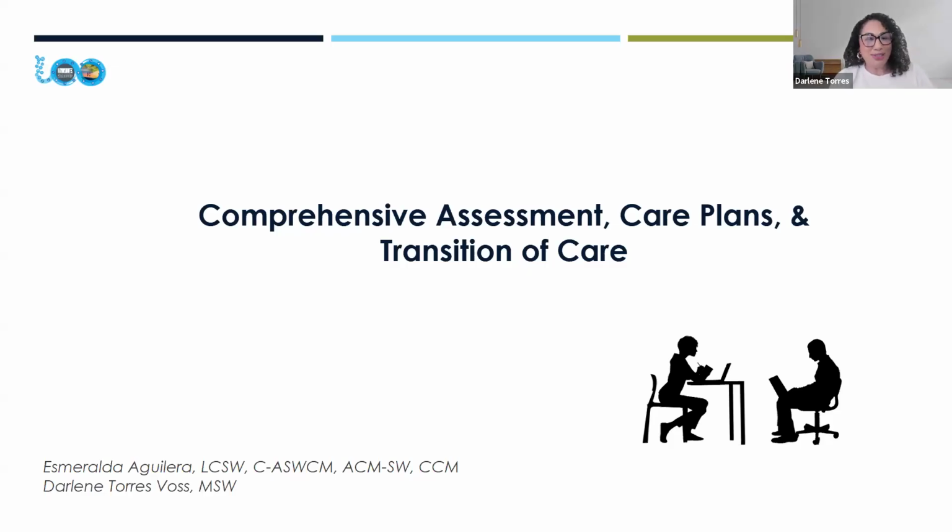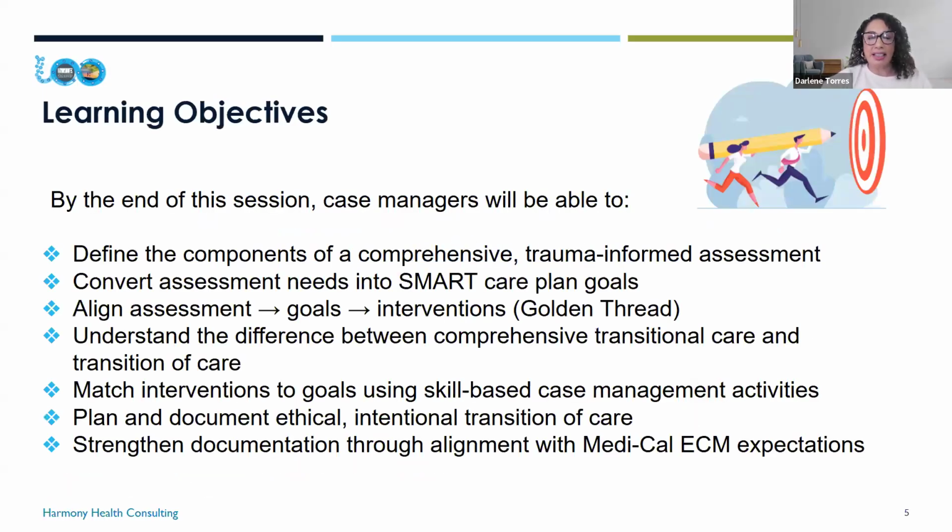So let's talk about today's session. We're really going to focus on one of the most critical skills in case management: how to connect assessments, care plans, and transitions of care using the golden thread theory. We'll explore how to move forward from identifying needs to documenting goals, selecting interventions, and ensuring smooth transitions, all within Medi-Cal and ECM expectations.